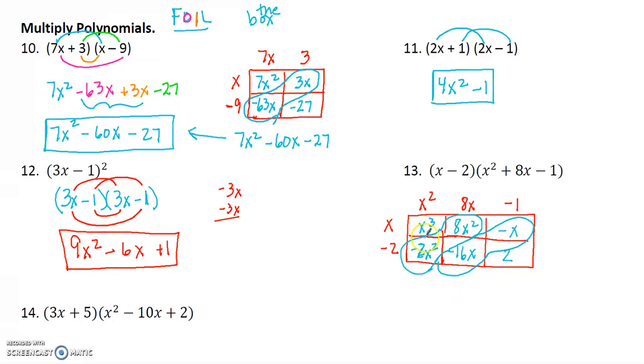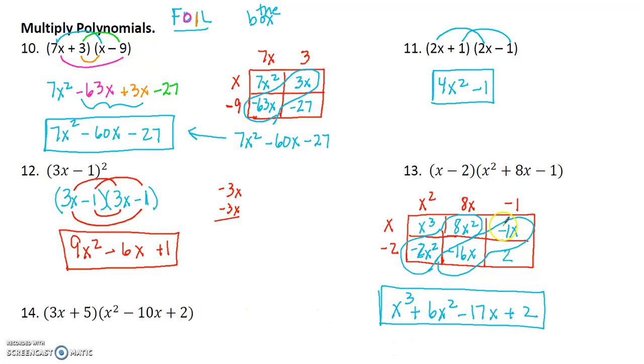So let's see what we have. We have x cubed, and then I have a negative 2x squared and a positive 8x. So 8 minus 2 basically will give me a positive 6x squared. And then I have x terms here, a negative 16x and a negative 1x will give me a negative 17x. And then this was a positive 2, so we'll put a plus 2. So here's your answer for number 13.